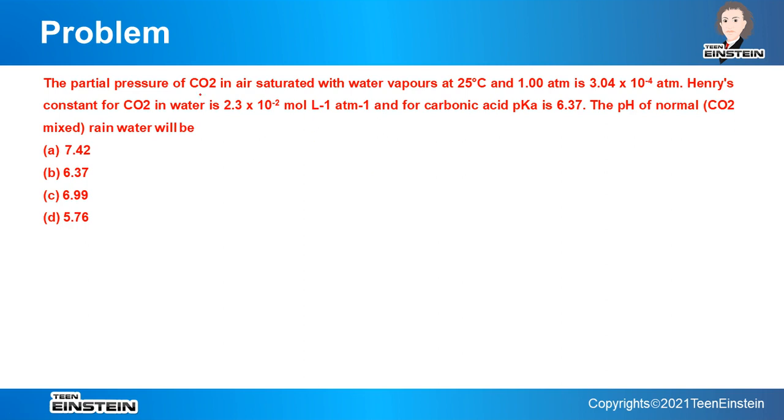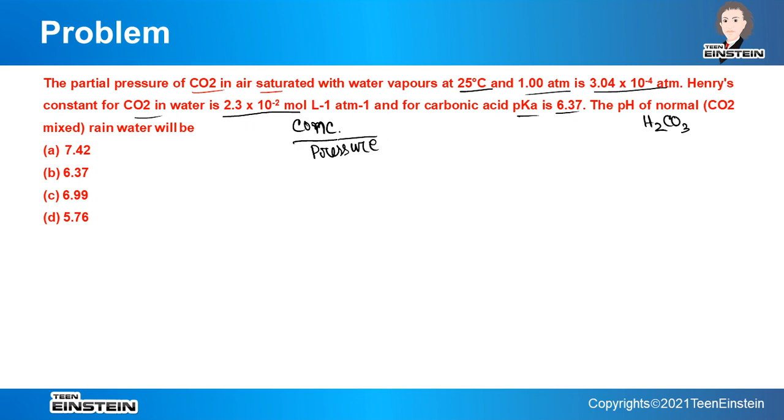The partial pressure of carbon dioxide in air which is saturated with water vapor. Temperature is 25 degrees centigrade, pressure 1 atmosphere, and this is the partial pressure. Okay. Now Henry's constant for carbon dioxide in water is given. Now be very careful about the unit of Henry's constant. Look at the unit, moles per liter per atmosphere, that means it is concentration divided by pressure unit, right? And for carbonic acid pK value given 6.37, you have to find out the pH of normal rainwater, that is CO2 mixed. So pH of normal rainwater is nothing but the pH of H2CO3, that is carbonic acid.